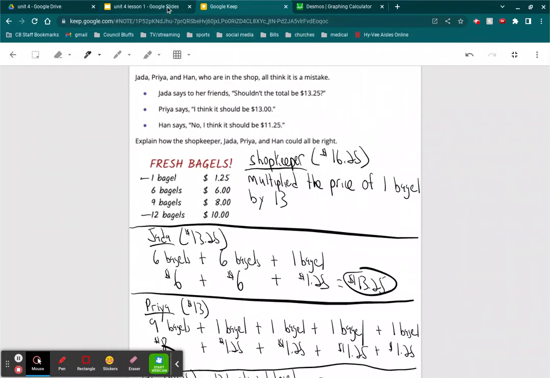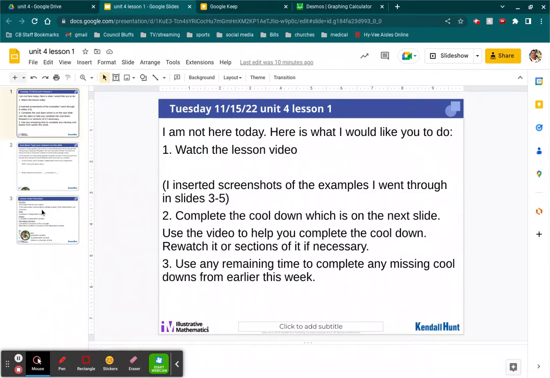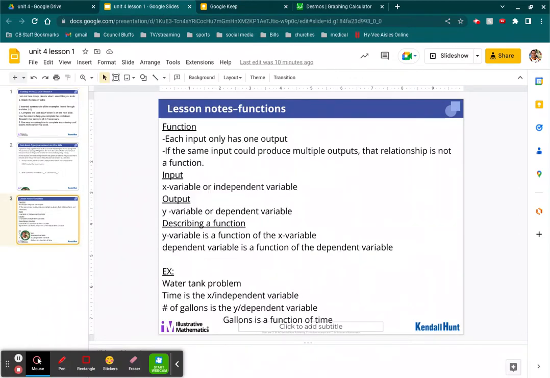What I want to do now is talk about the lesson notes. This lesson today is kind of an intro lesson to our overarching topic of Unit 4, which is functions. Now, you learned about functions in 8th grade, so some of this should be a review for you.